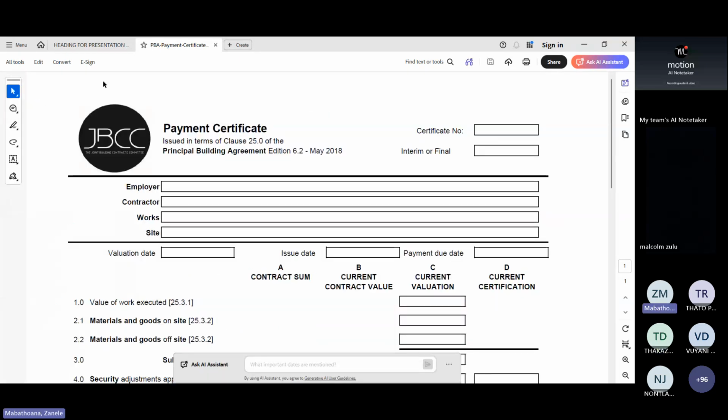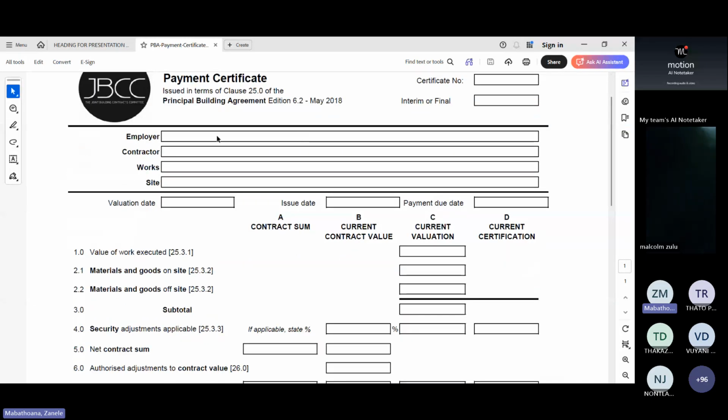Okay, thank you. All right, so you have the payment certificate. It will have the details. This is the JBCC document. You have the payment certificate number. So this is payment certificate 1. You state whether it's interim or final, or if it's practical completion, you also say if it's PC. So you will say interim, it's the first one. Then it will have details of the employer, details of the contractor, and what the project is. Remember, the employer is Mabatwana.